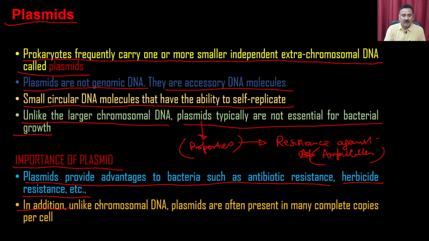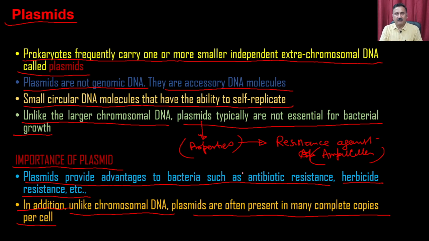In addition, unlike chromosomal DNA, plasmids are often present in many complete copies per cell. So, unlike the chromosomal DNA, bacteria will not have a single copy of the plasmid. It could have 200 copies, it could have 500 copies, and so on, because the number of copies will decide which bacteria will have the higher resistance property. So, if you have a very high number of plasmids, you will have higher resistance for that particular antibiotic or that particular type of phenotype.